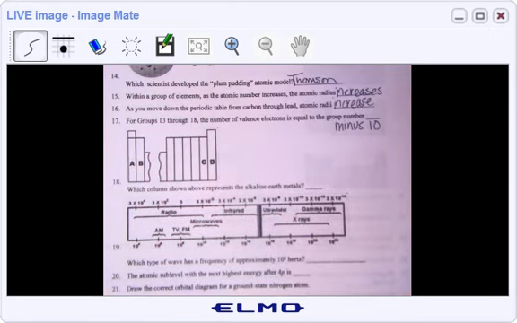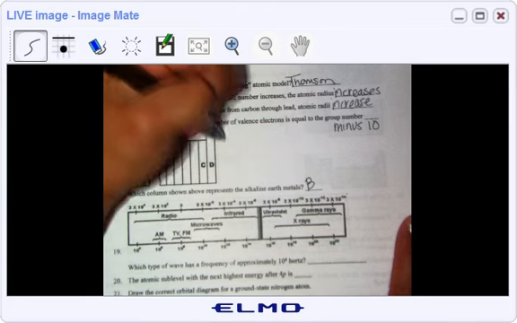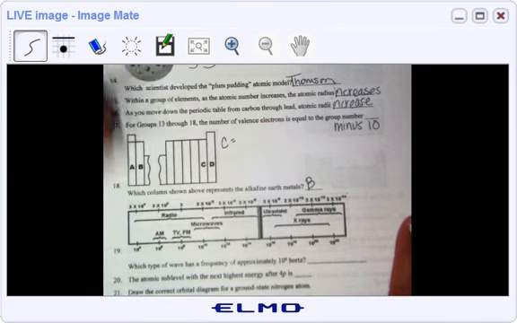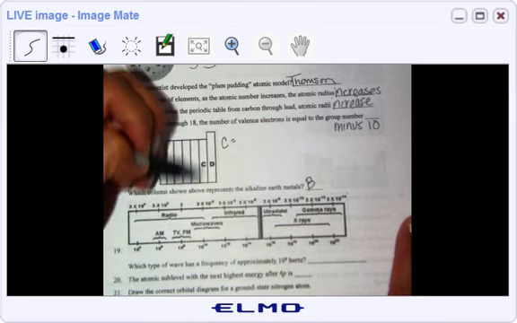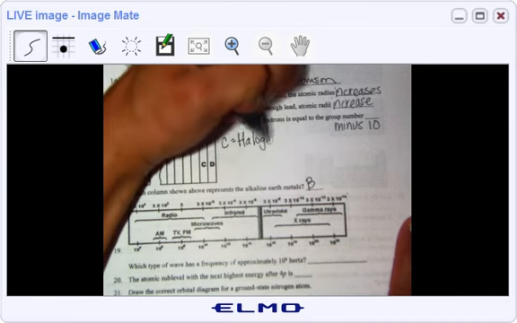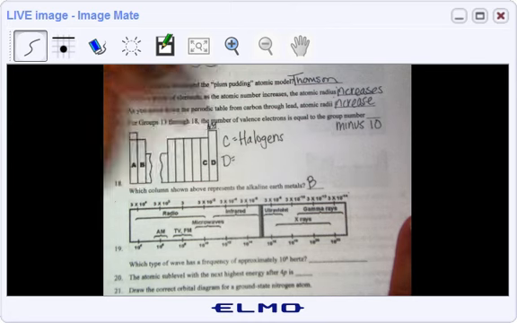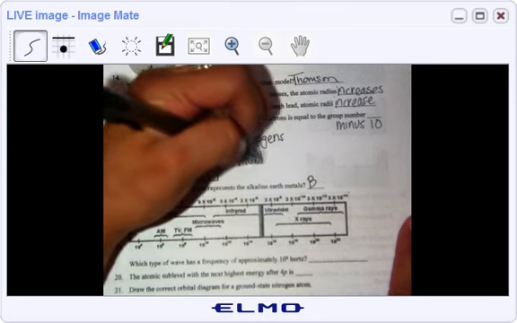Number 18, which column shown above represents the alkali earth metals? It's going to be B, because you're very, very smart. What's the name of column C? Halogens. And D? Yep, good job.